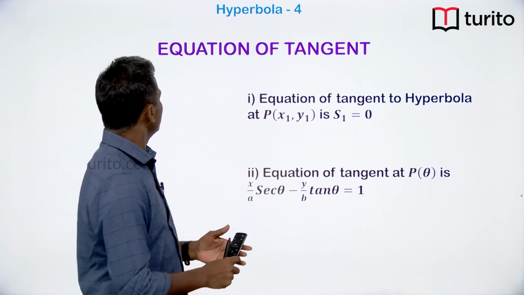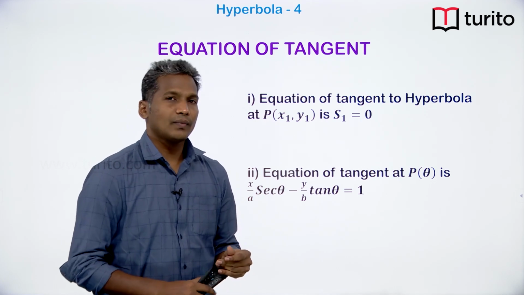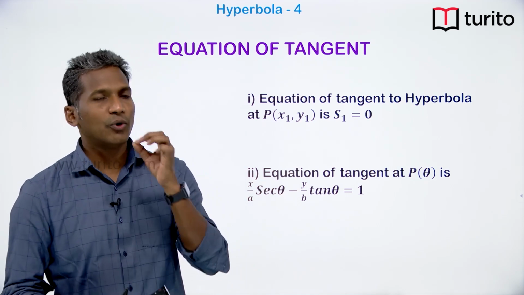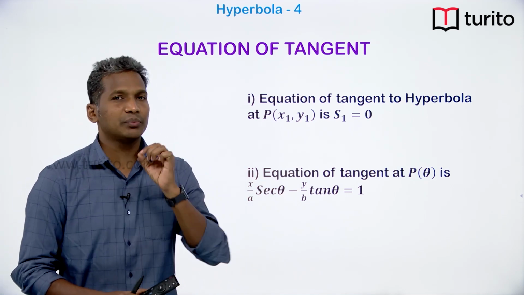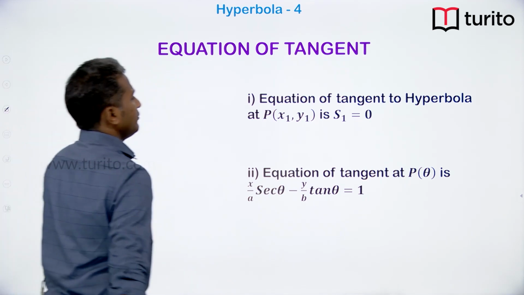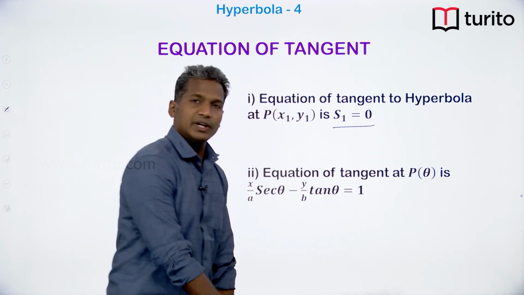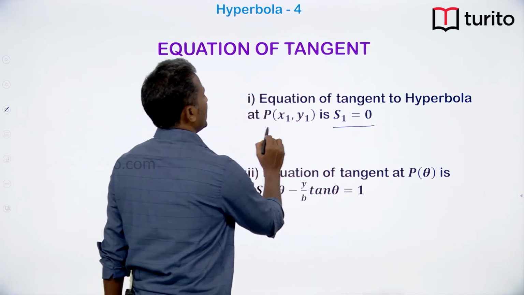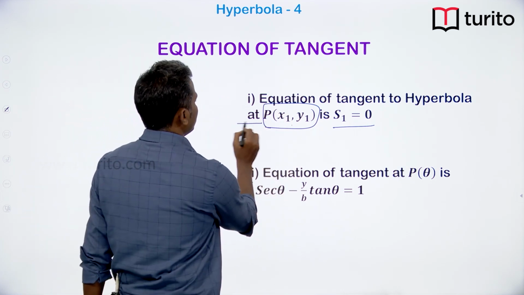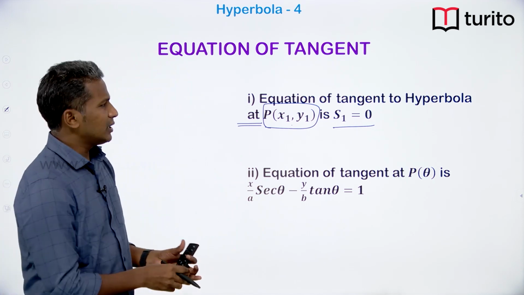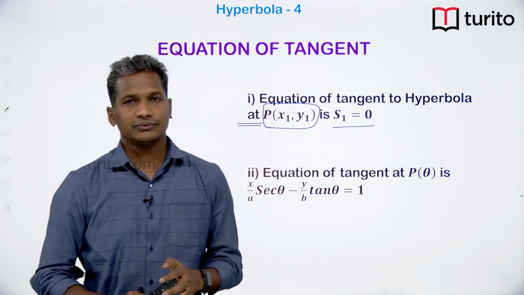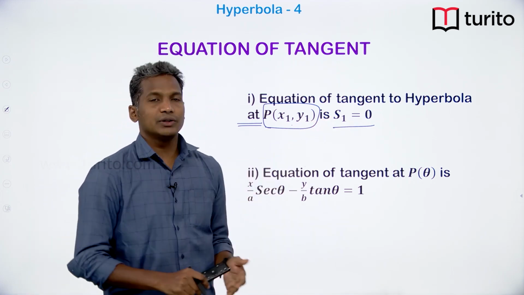So, when it comes to equation of tangent, we have learned how to calculate equation of tangent at a point. At a point means the point is on the hyperbola. So, here when we take this equation S1 equal to 0 and the point (x1, y1) is on the hyperbola, that is why we use the word at. Okay. So, whenever the word at a point is used, you have to understand that the point is on the curve. So, then S1 equal to 0 becomes the equation.